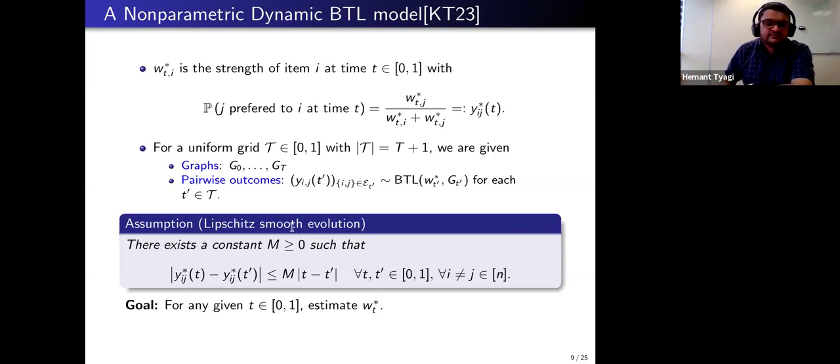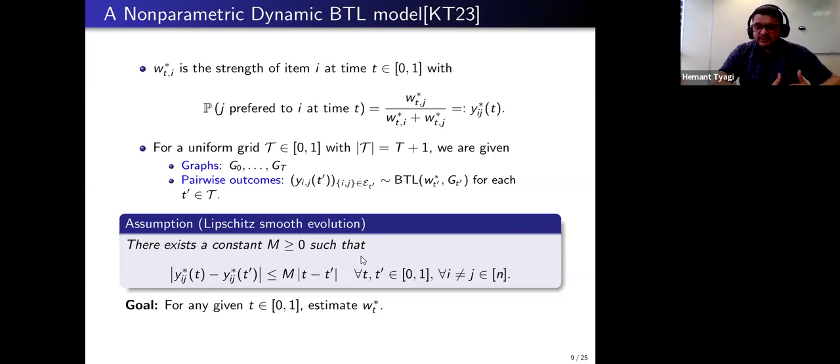So we have this Lipschitz smoothness assumption, which says that for any ij, this Yij star of t, which is a univariate function of t, the probability of i beating j or j beating i, is a smooth function of t, and we assume it's a Lipschitz function of t. So at two time points which are close to each other, these probabilities are not going to be too far apart. Lipschitzness can be relaxed to a Holder continuity assumption. It's not important. Everything will work.